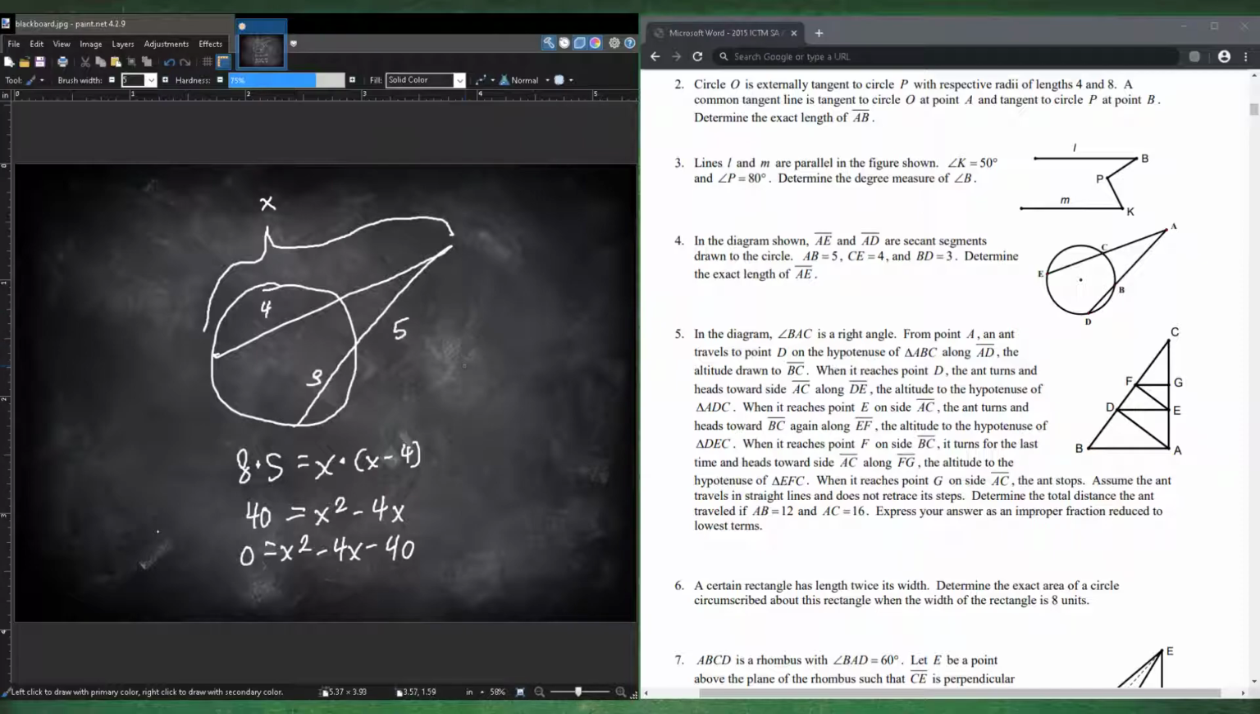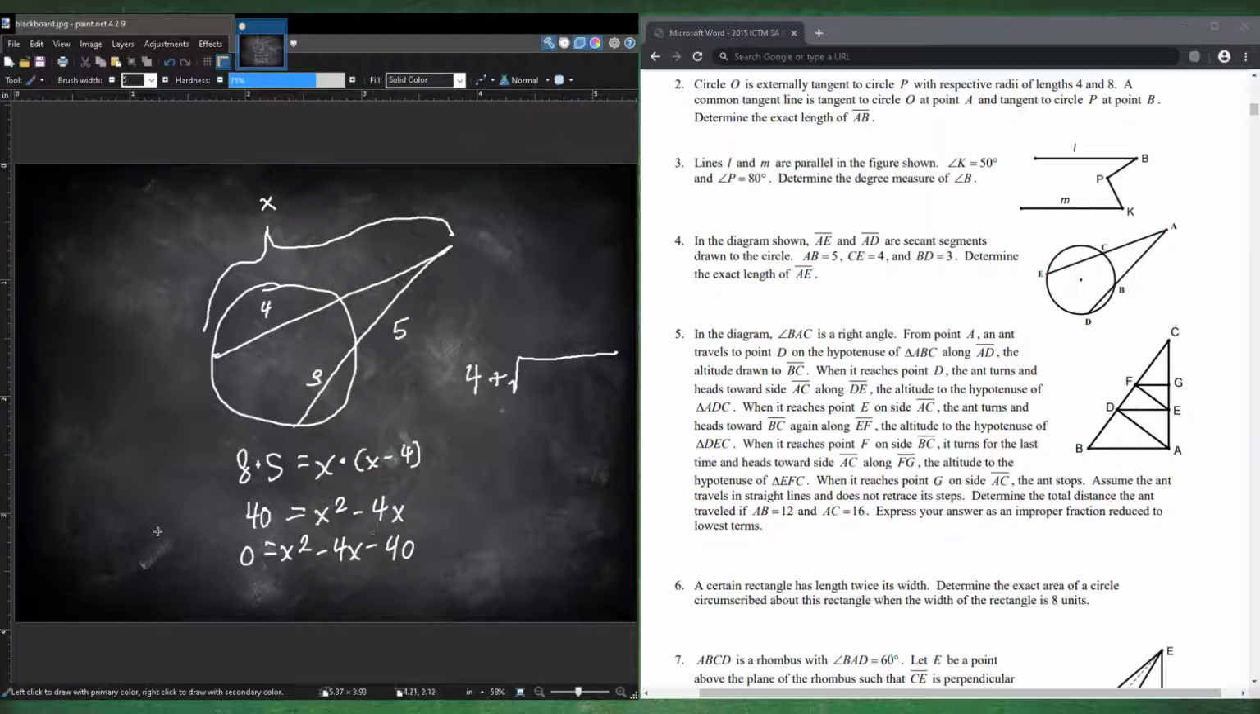So then we have negative b, so 4. Is it plus or minus? It's usually just going to be the plus. If this is negative, then it's going to be a plus. If this is positive, then it might be a plus or minus. But I'm just going to put a plus here because it's usually the one that makes sense.